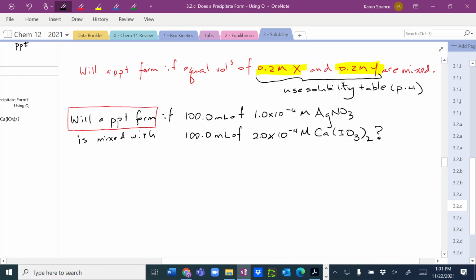However, that solubility table works because these ion concentrations are above 0.1, so they are large concentrations, yes? Do we have such large concentrations here? No, these are smaller concentrations. Okay, so we cannot just use the solubility table because the solubility table doesn't work for smaller concentrations. What tool in our toolbox do we need to use if we have smaller concentrations to predict if a precipitate will form?